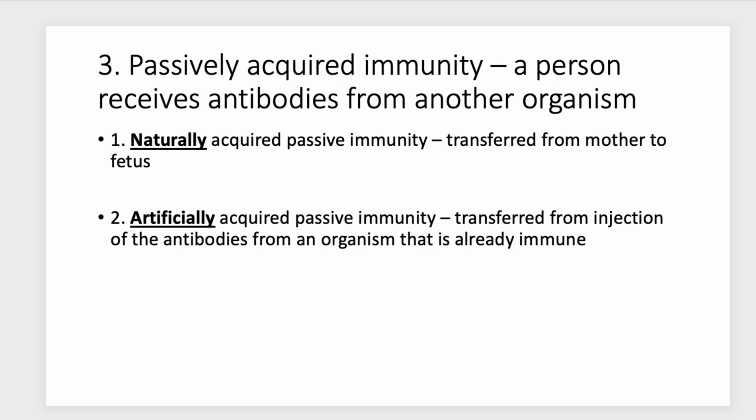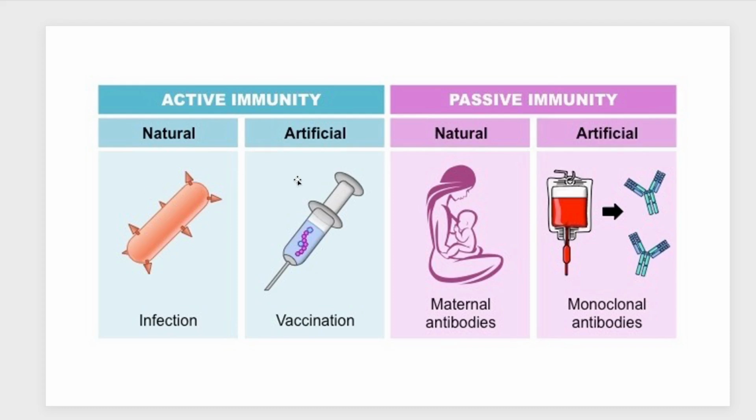So for cancer treatments, they've talked about using those to bind to cancer cells, and then that marks them for destruction by the immune system, or it can block their growth signals. So that's something really interesting that's kind of cutting edge right now. So just to kind of summarize what this looks like. For our active immunity, we have natural and artificial, and then for our passive immunity, we also have natural and artificial.